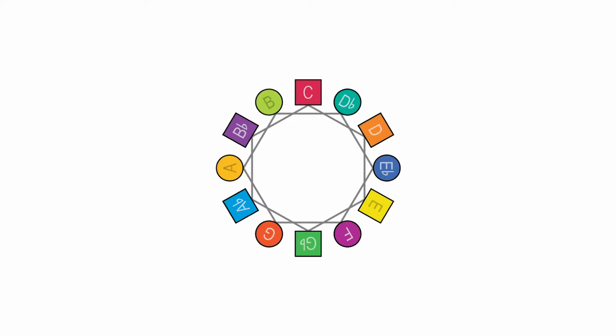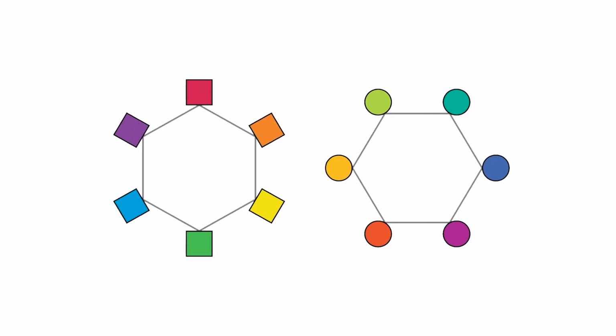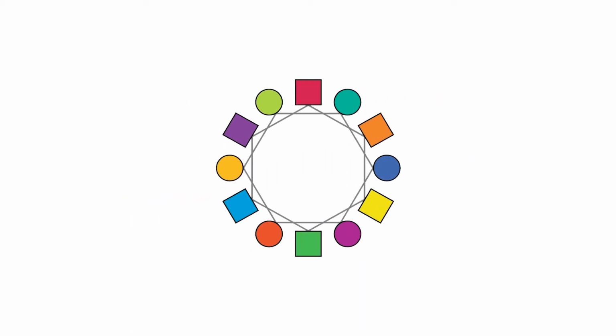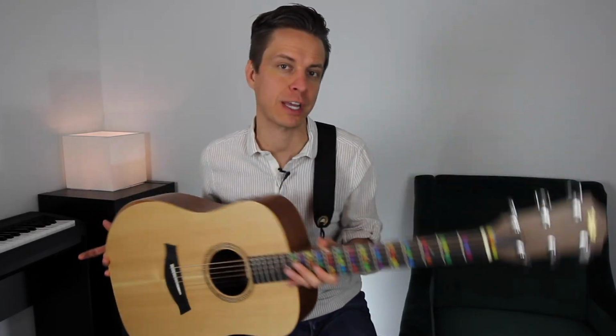So there are basically 2 sets of hexagons. You have the squares that are all evenly spaced at whole step intervals, and all the circles that are spaced at whole step intervals. And these 2 hexagons interlock to form the 12 notes of the chromatic scale. Again, the colors reveal the simple geometric connections between keys based on the intervals they share.